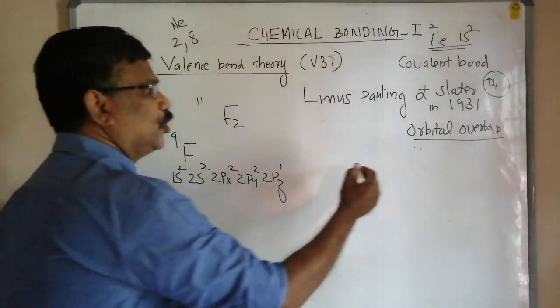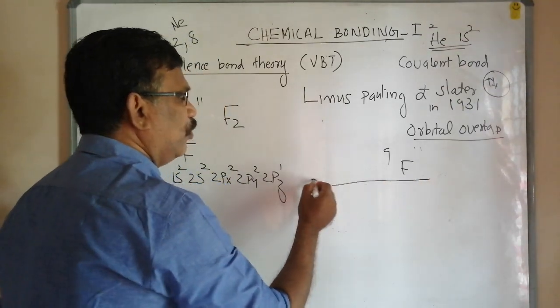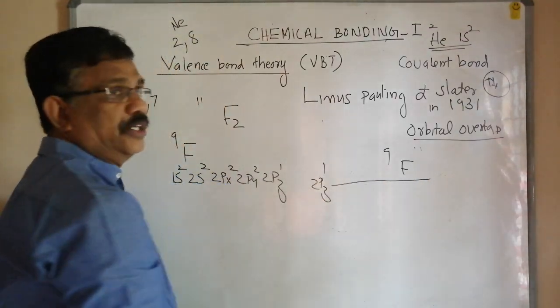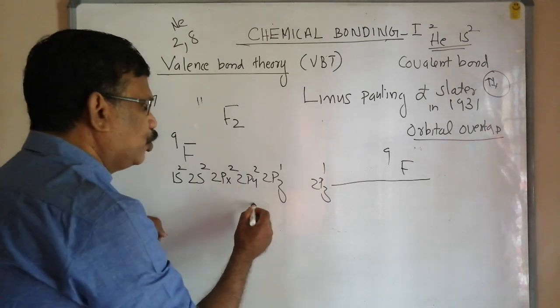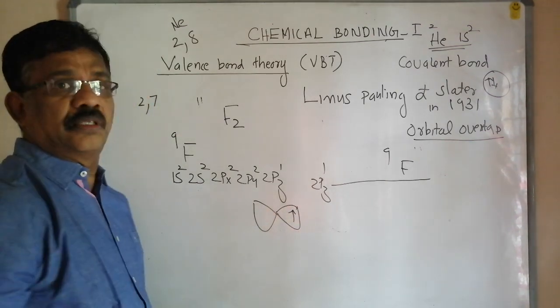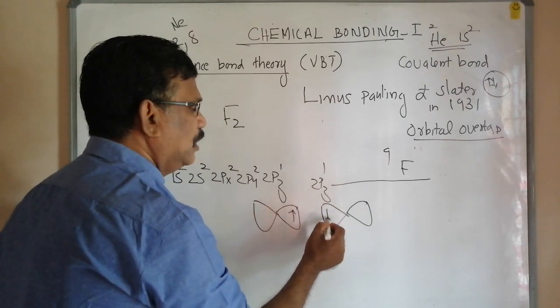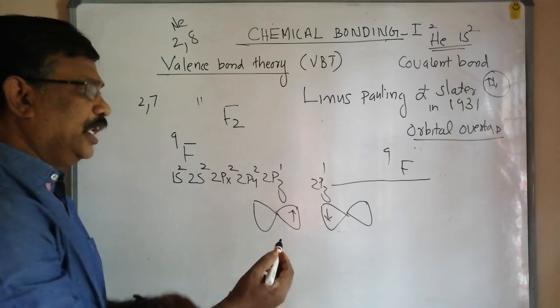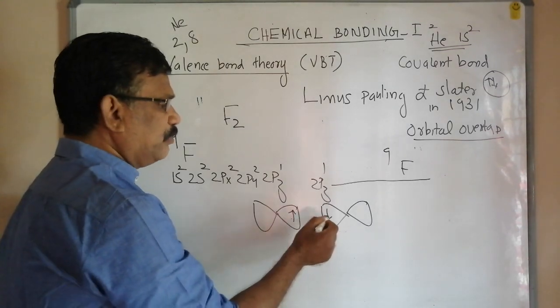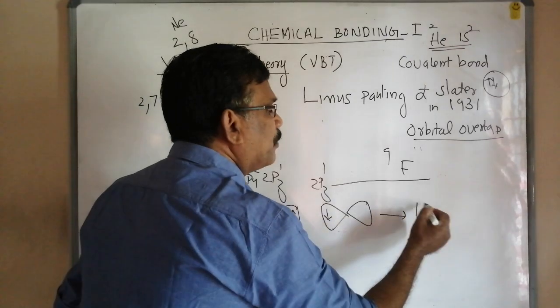And fluorine achieves a stable noble gas configuration like that of neon. Another fluorine, atomic number 9, its configuration also ends with 2pz1. 2pz means a dumbbell-shaped orbital with 1 electron, and this 2pz also is a dumbbell-shaped orbital with 1 electron. So when two fluorine atoms approach, this half-filled orbital and this half-filled orbital approach each other and get overlapped like this.